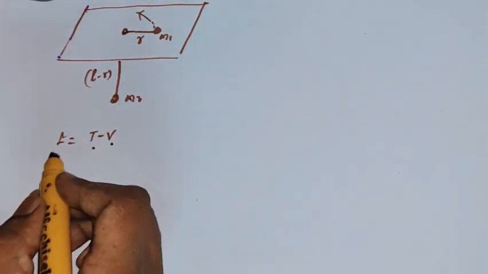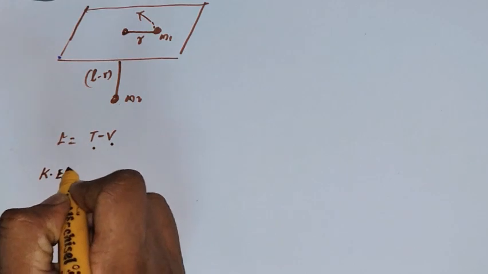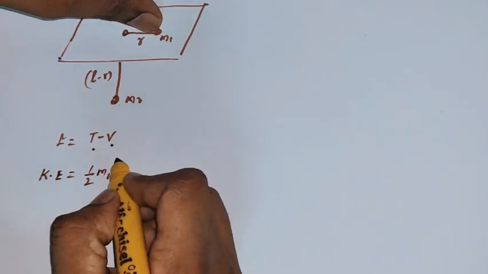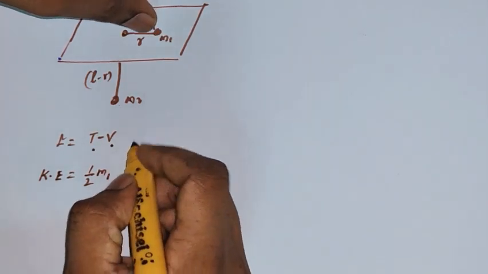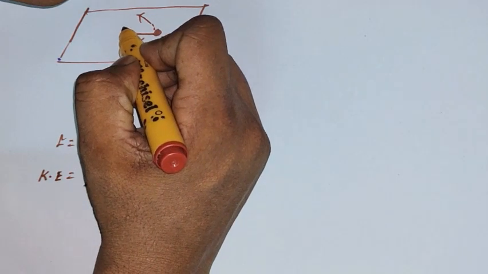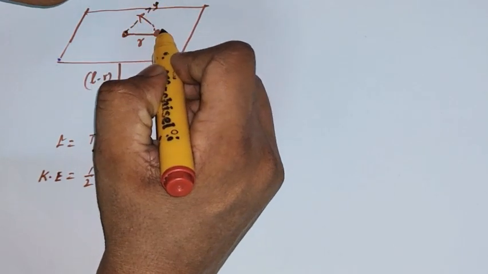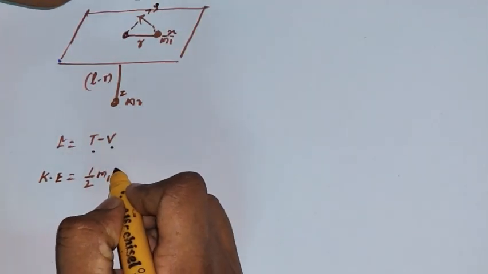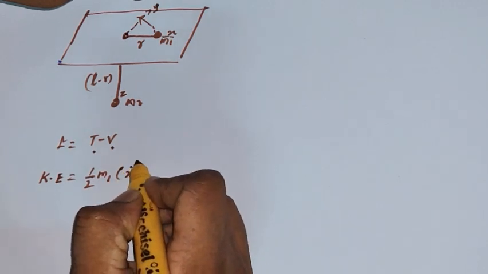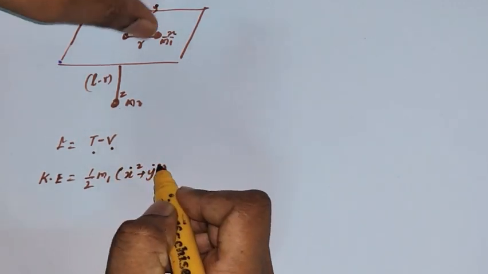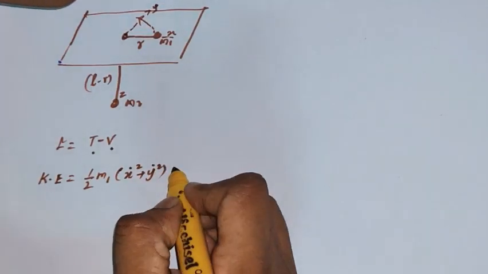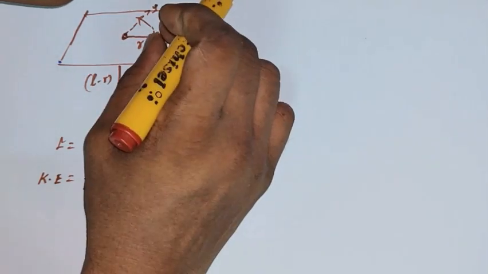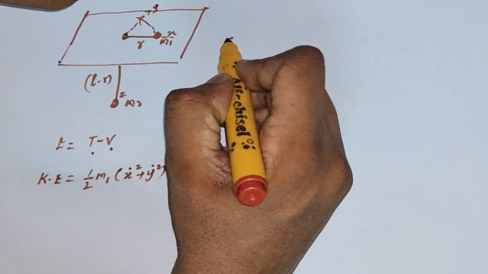So the kinetic energy of the system is, for the particle m1, suppose you take this as the y-axis, this as the x-axis, and this as the z-axis. Then the mass m1 has kinetic energy half m1 times x dot square plus y dot square on the plane, and the mass is also moving along the radial coordinate because it is getting displaced by the amount epsilon given in the problem.